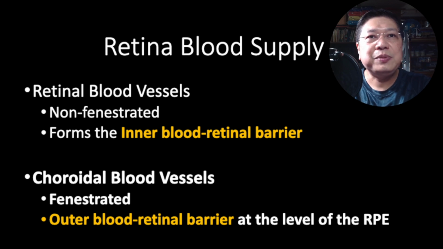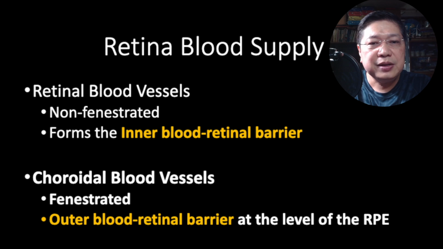Okay, retinal blood supply is non-fenestrated. They're not supposed to leak, and it's the reason why it's called the inner blood retinal barrier. So they measure this because some medications, if you take it orally or it is injected into your blood, don't really go into the eye if they do not get through the inner blood retinal barrier. Now, choroidal blood vessels are fenestrated, meaning they leak.